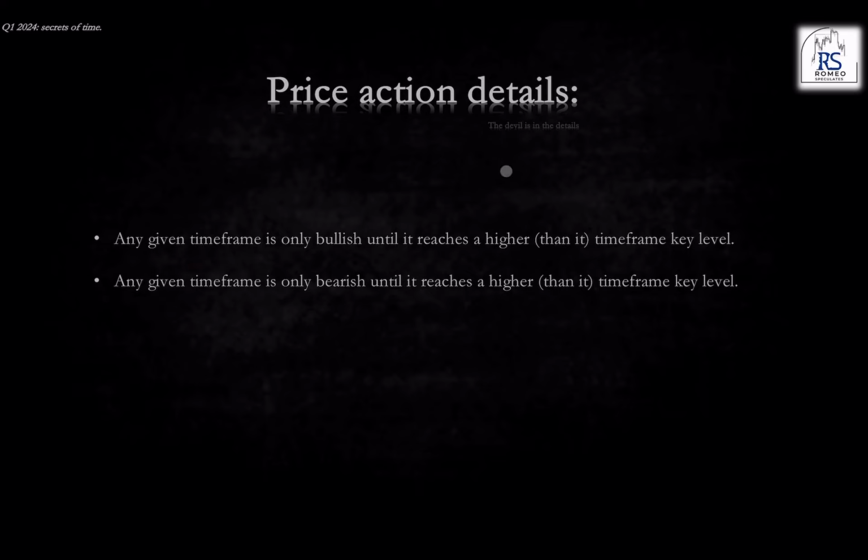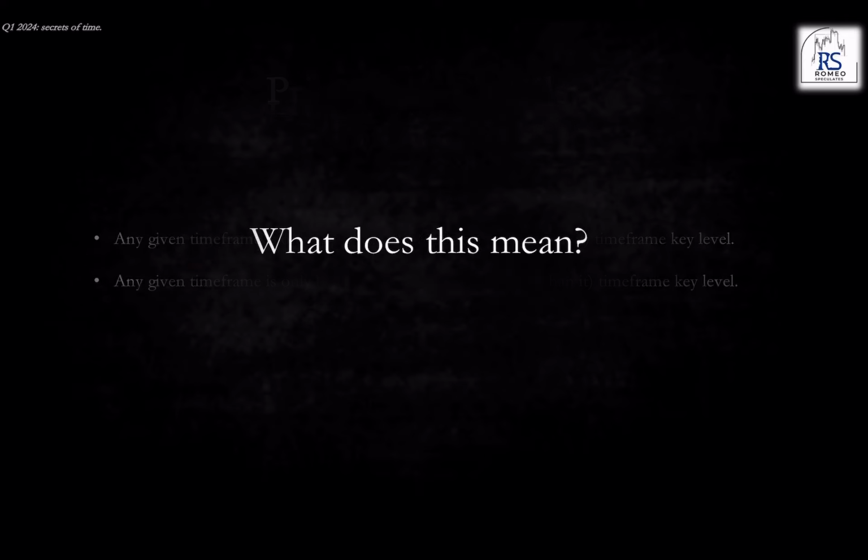Pay close attention. If you're listening to it, come watch. Put everything down, take your cup of coffee, and watch closely. Any given time frame is only bullish until it reaches a higher time frame key level. Any given time frame is only bearish until it reaches a higher time frame key level. What does this mean?